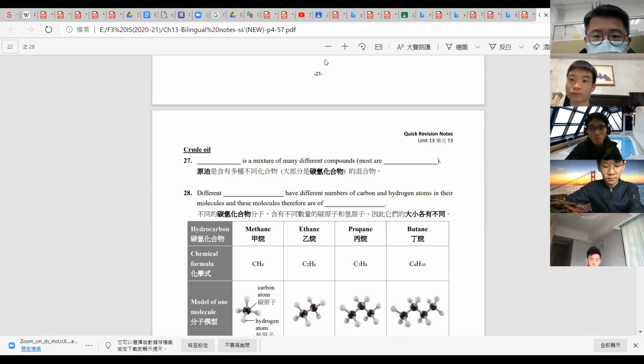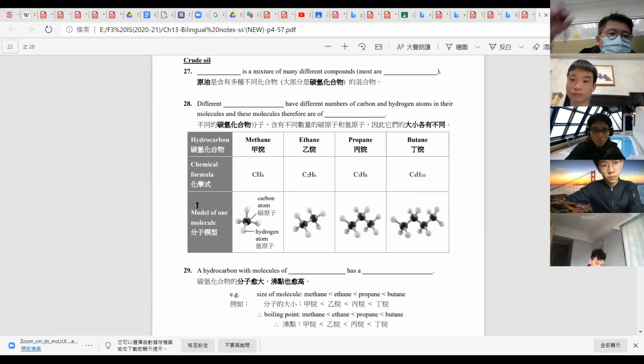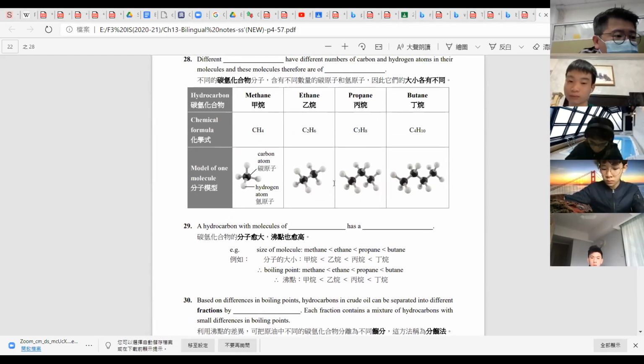Now here comes this part. We will come to crude oil. Okay, crude oil. So please download it first of all before we start. I'll give you 2 minutes to download this crude oil first. Take a quick look on that. And also you may refer to the book.